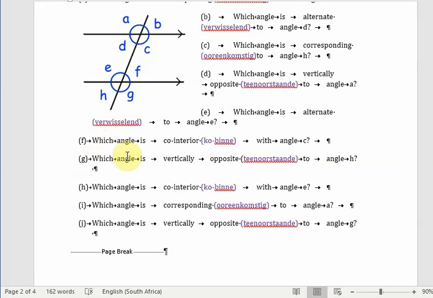G, which angle is vertically opposite to H? Vertically opposite is the one right opposite it, where angles cross. So teenoorstaande hoeke met H is F. F and H are vertically opposite.